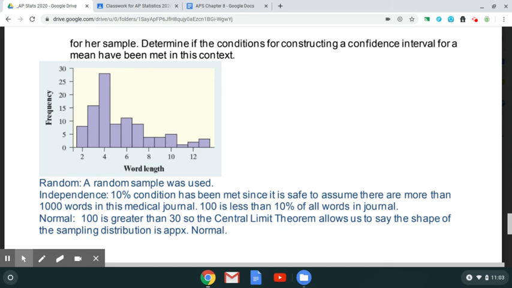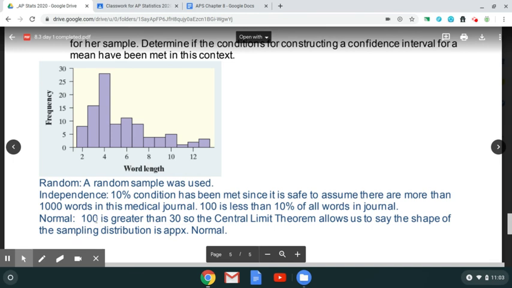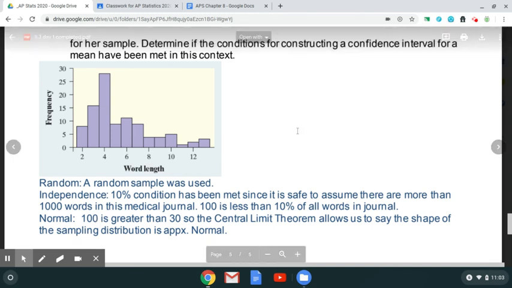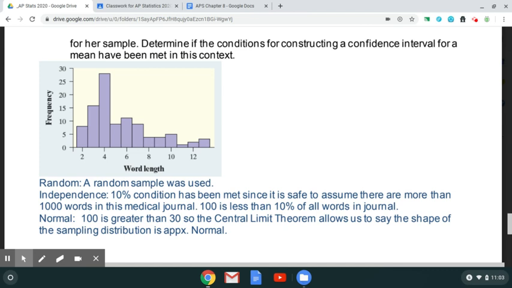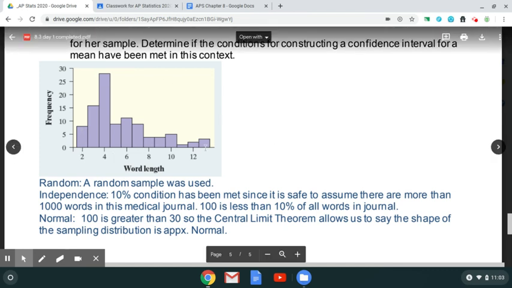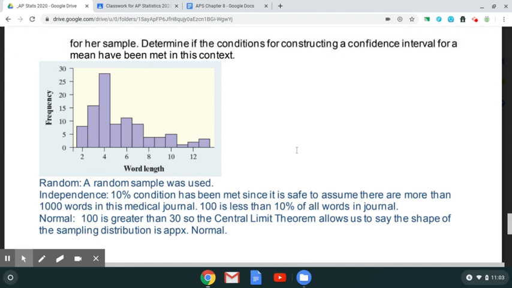The random sample was used. It was stated in the problem. The 10% condition has been met since it's safe to assume there are more than 1,000 words in this medical journal, or 100 is less than 10% of all words in the journal. And since we took a random sample of 100 words, this number is greater than 30. So the central limit theorem does allow us to say the shape of the sampling distribution is approximately normal, even though when we graph the data, we see clearly right skewed. But because the sample size is large enough, we can proceed with our T star to construct our confidence interval.